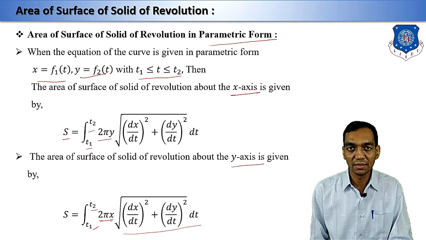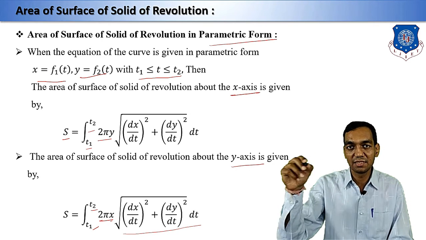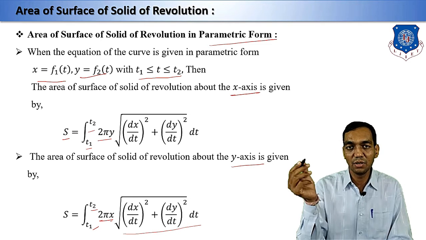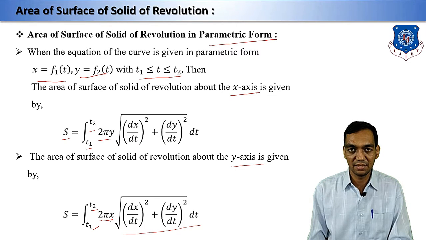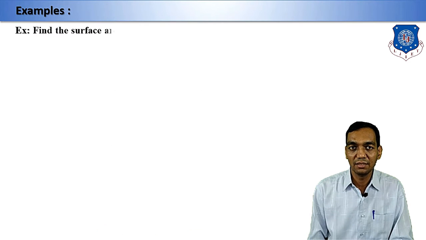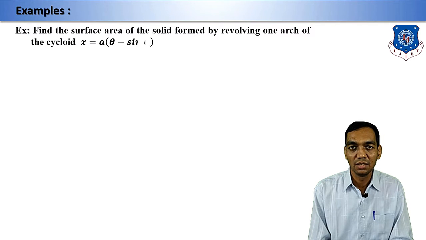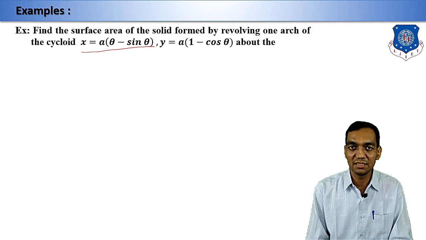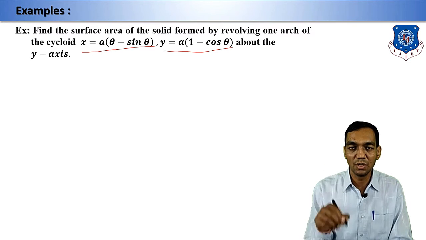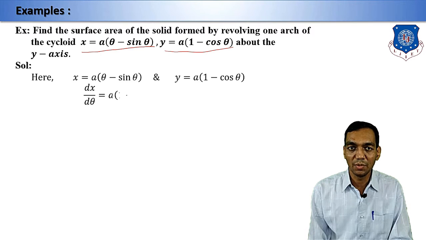Now see, if you are rotating the same curve about the x-axis and about the y-axis, then the surface areas are going to be different. So please remember this thing. Now we are going to find the surface area of a solid formed by revolving one arc of the cycloid x is equal to a into (theta minus sine theta), and y is equal to a into (1 minus cos theta), about the y-axis. Okay, about the y-axis. That means about the line theta is equal to pi by 2.